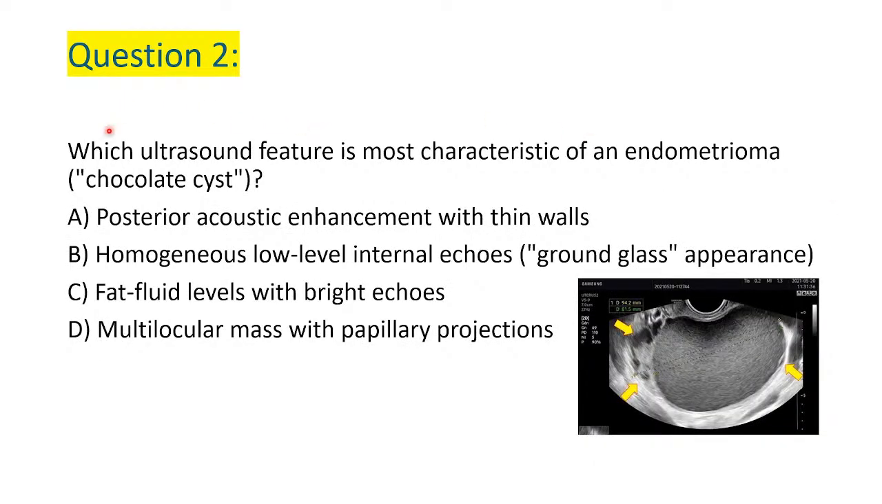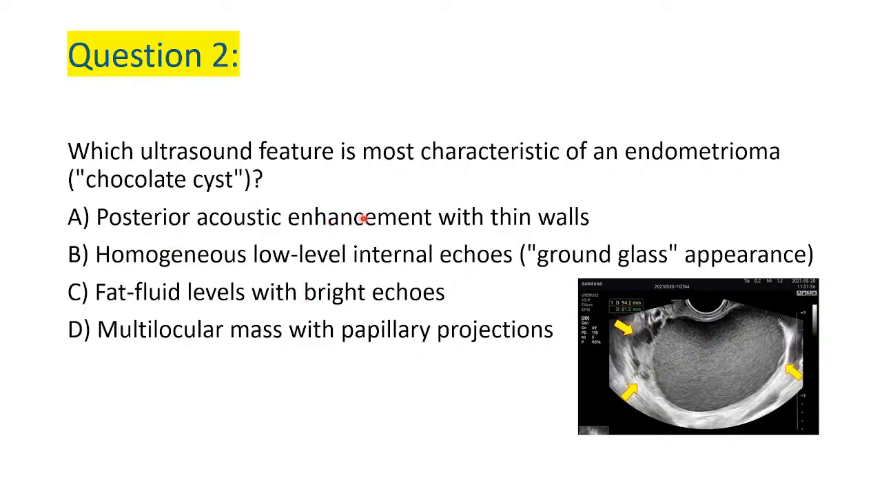Question number 2. Which ultrasound feature is most characteristic of an endometrioma, a chocolate cyst? So this is an endometrioma, which is a chocolate cyst. So how do we describe this sonographically? This will help you in your report writing.